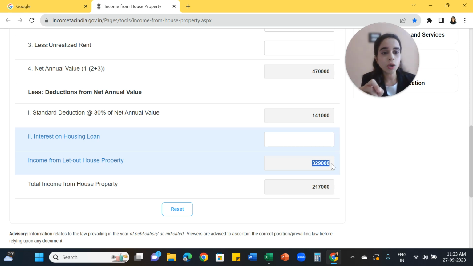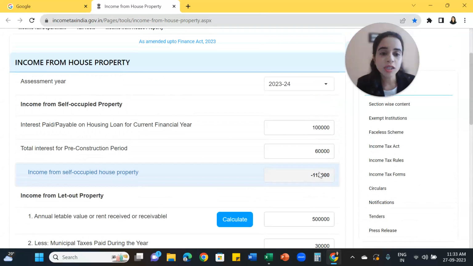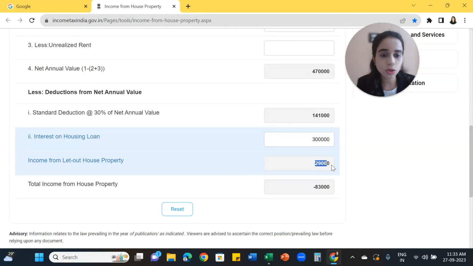If you have purchased the let out property based on certain housing loan, and you're paying the housing loan interest also in that particular year, then you can claim that also. Let's say I have paid the housing loan interest of 3 lakhs. You can see instantly it has reduced my income from let out property to 29,000. And how did this 83 minus come? This is minus 1,12,000 plus 29,000. So the net effect is 83,000.